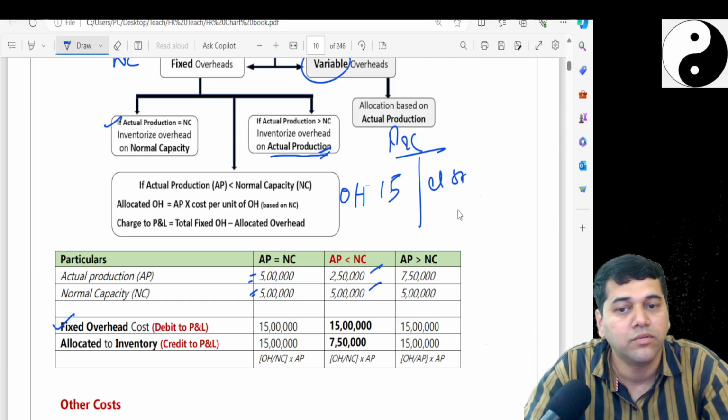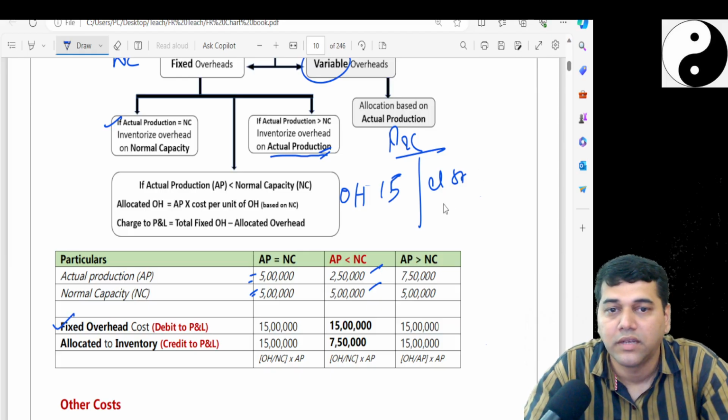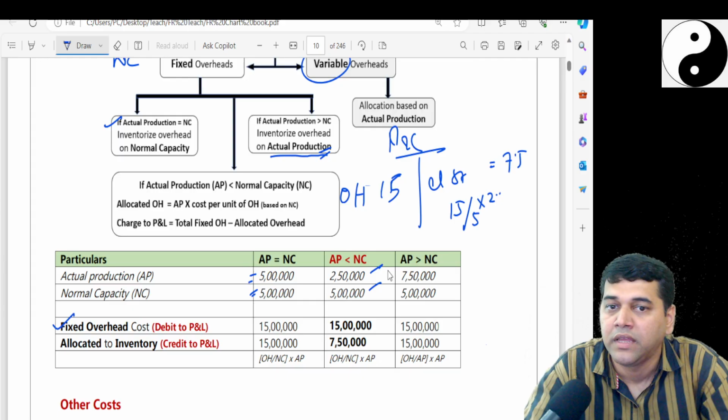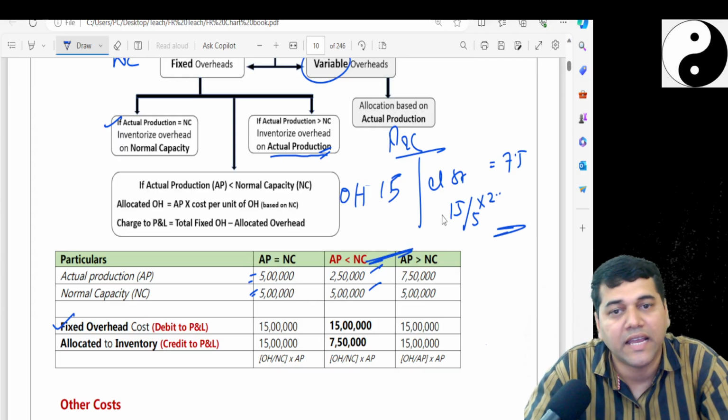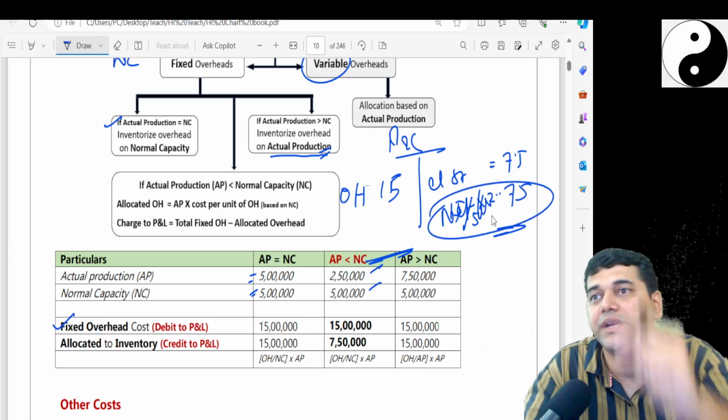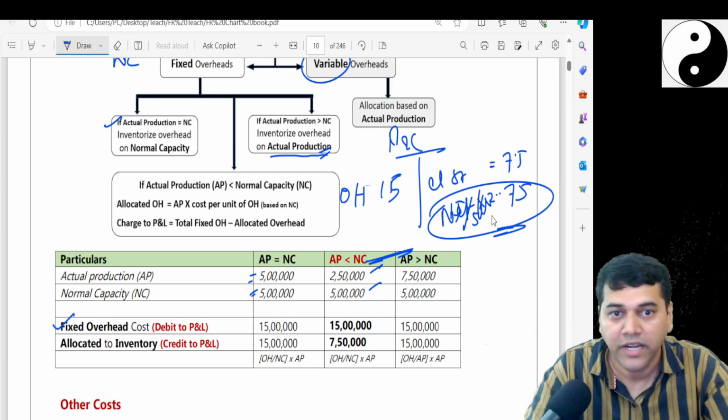Can you tell me the amount? It is 15 lakhs divided by normal capacity 5 into 2.5, it comes to 7.5. And if I complete the balance sheet, I get a net loss of 7.5. This is my hit to P&L.